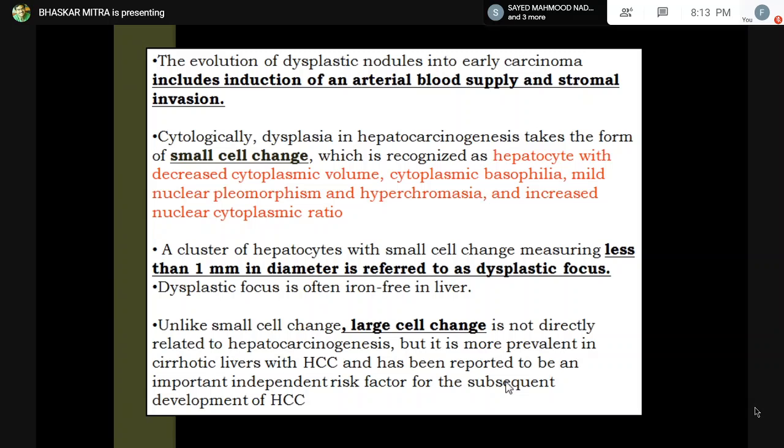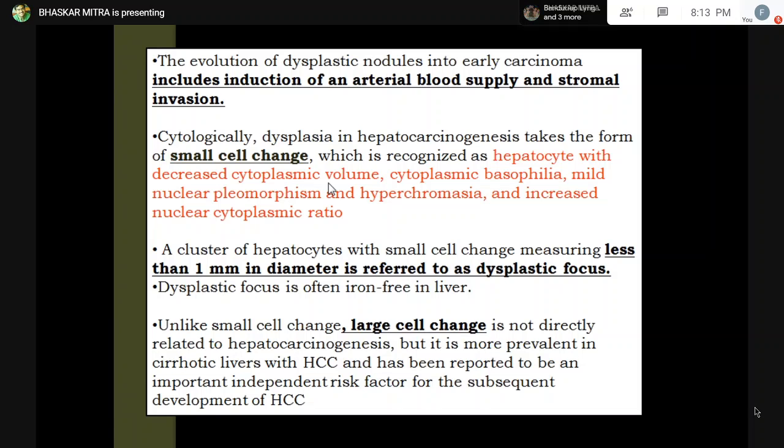Now, how do they move to carcinomas? They take two steps add-on. First, the induction of the arterial blood supply and the stromal invasion. Now, during this process, the dysplastic cells acquire some characteristic things. That is, first is the small cell changes, another is the large cell changes.